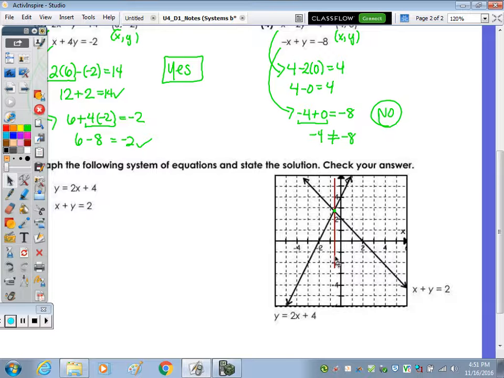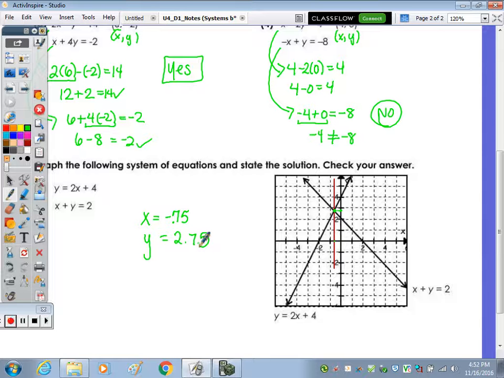It looks like it's intersecting the x-axis just after, so right here, just after a half. So I'm going to say the x value looks to be about negative 0.75. Okay, and I'm going to say y looks to be, it's not as far to the y-axis, so I'm just going to sketch it over. It looks to be about 2.75.